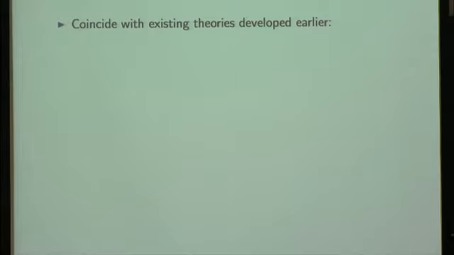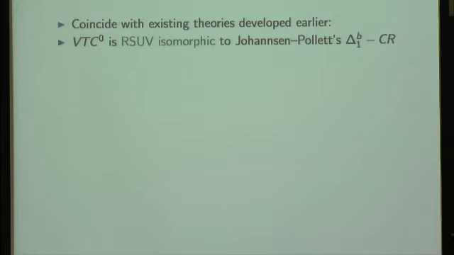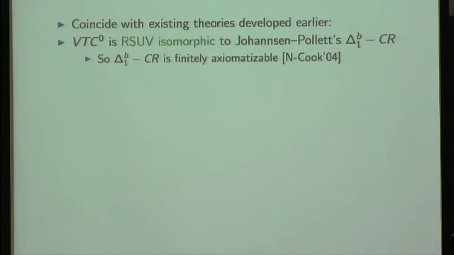So what we obtain is a family of theories, and they turn out to coincide with many existing theories that were developed earlier. Let me list a few. The theory for TC0 is shown to be ISLV isomorphic to Johansson and Polet's theory theta 1 BCR. ISLV isomorphic is a technical term used to say a two-sorted theory and a one-sorted theory are equivalent. So it follows that the original theory is finitely axiomatizable.